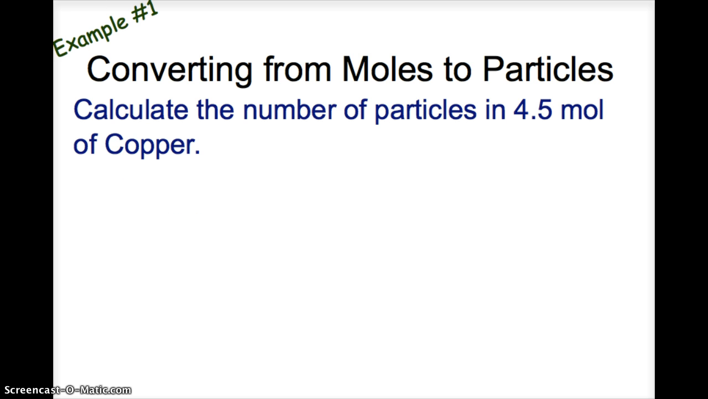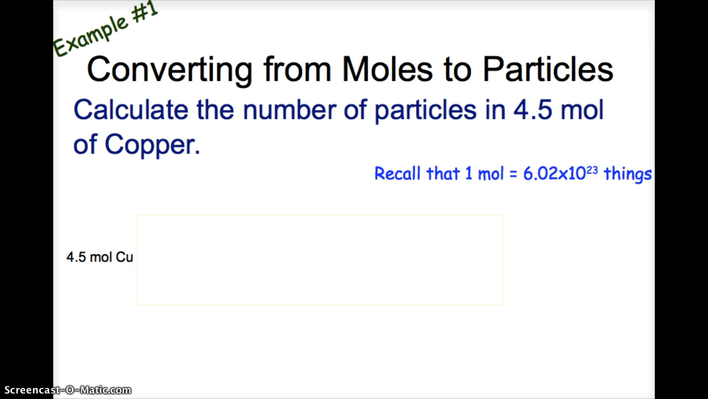Here's an example of how you would mathematically set up a problem to solve a conversion between particles and moles. So in this problem, it says that you are asked to calculate the number of particles in 4.5 moles of copper. Recall that 1 mole of a substance is equal to 6.02 times 10 to the 23rd things. In this case, since we're working with copper, and copper is an element, its fundamental particle is an atom.